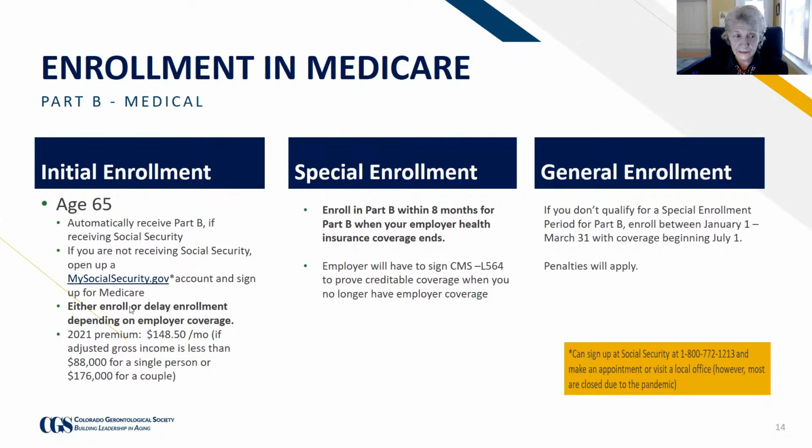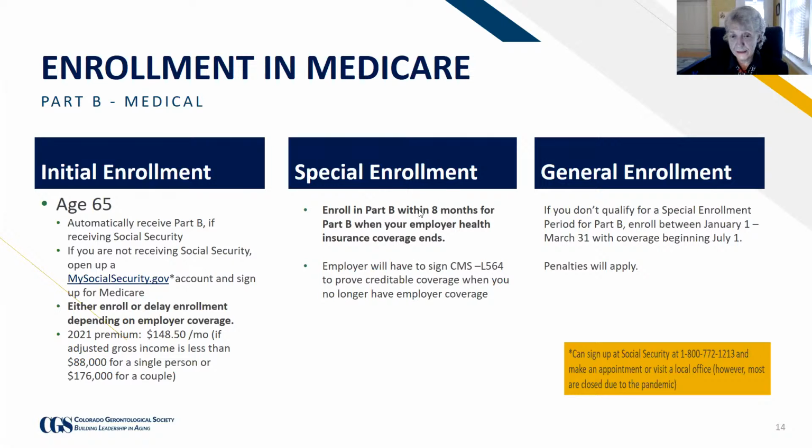Again, if you delay the enrollment by checking the box for Medicare Part B, then you get into the special enrollment and you have 8 months from the day when your employer health insurance coverage ends to be able to enroll in Part B. To do that, you will use the CMS-L564 form. You will have to get your employer to sign that to prove that you had credible coverage, that your coverage was as good or better than what you had with Medicare after it ends. And then they forward that form to Social Security.